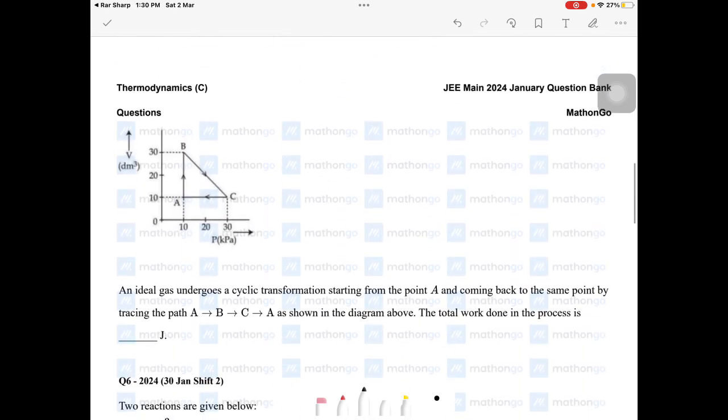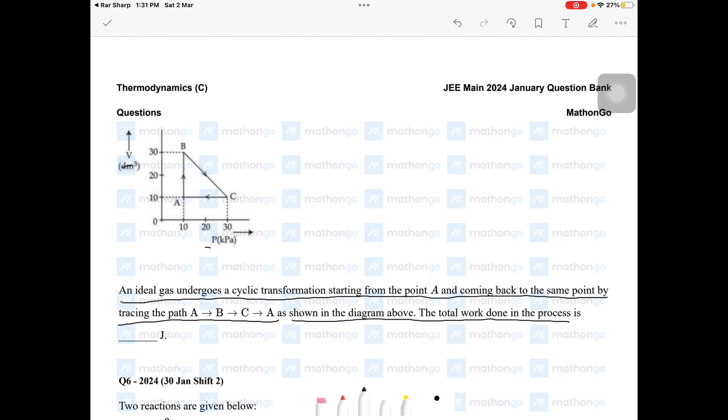Next question, graph of the given pressure versus V graph. An ideal gas undergoes cyclic transformation starting from the point A and coming back to the same point by tracing the path A, B, C to A, shown in the diagram above. The total work done in the cyclic process.